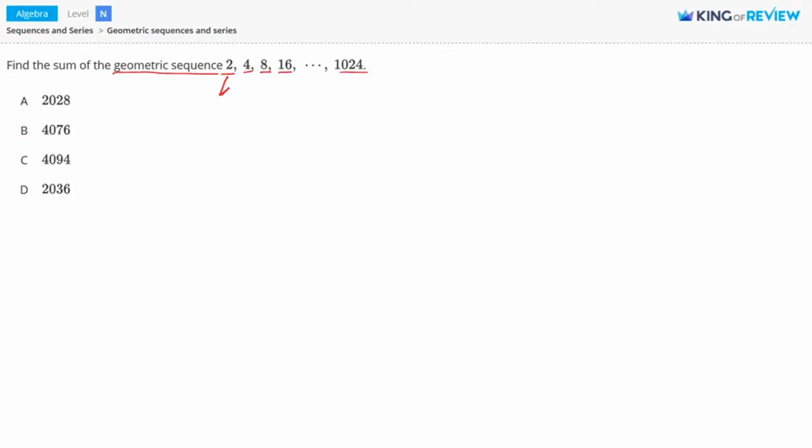This first number here is the first term, so we call it A1. The second term is called A2, and you can see the naming pattern continues. The third term is called A3, the fourth term is called A4, and this last term here is called A, and I'm not sure yet what term this is, so I'm going to put a question mark here. So part of solving this problem is to determine what term 1024 is, so that we can find the sum of this geometric sequence.